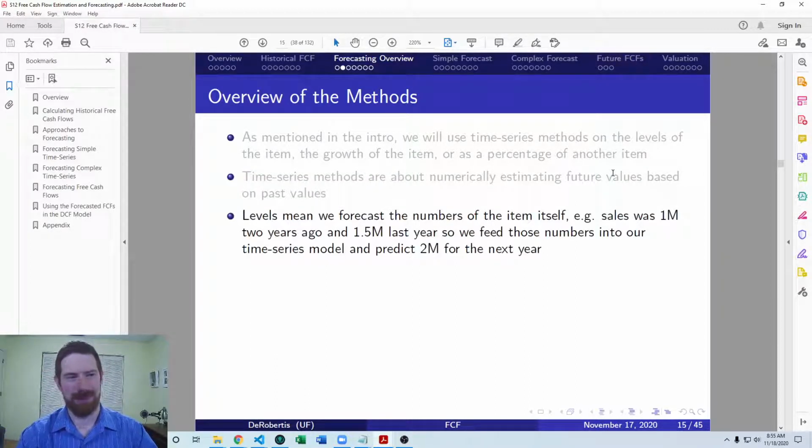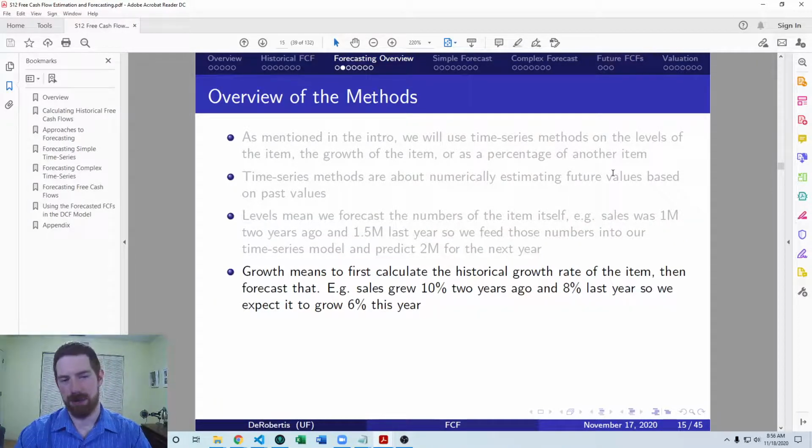And thinking about this levels versus growth versus percentage of. What we're talking about there is levels means you're forecasting the value itself. So, sales was a million and then it's 1.5 million. We might predict using a linear trend that it's going to be 2 million for next year. So we're using that million and that 1.5 million directly in our forecast to generate the forecast of 2 million. So the original values of whatever item are what we are feeding into the forecast model.